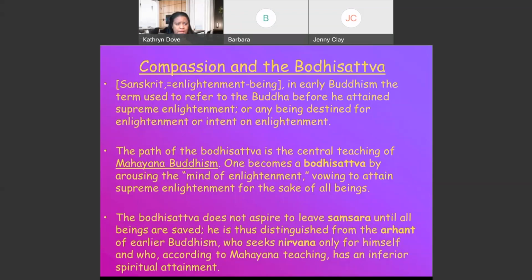is central to the teaching of the Mahayana Buddhism. One becomes a Bodhisattva by arousing the mind of enlightenment. The Bodhisattva does not leave suffering, which is samsara, until all beings are saved. So again, that's a really deep concept. It's very communal, right? Because Buddhism is not just focused on me and my ego and my needs. Buddhism says that the Bodhisattva will not achieve supreme enlightenment until all human beings are safe from suffering.